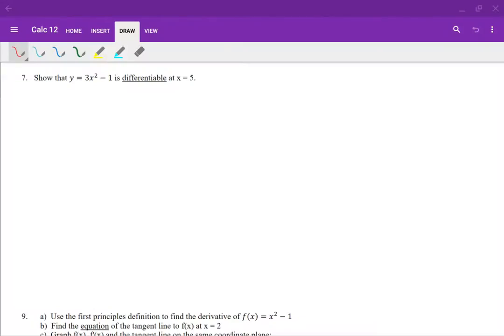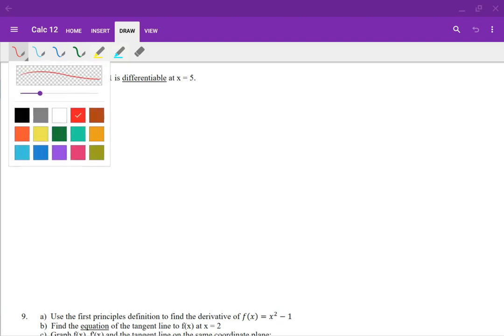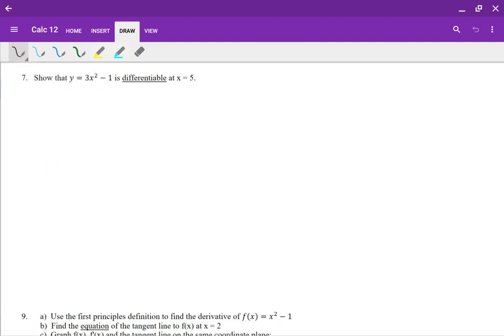All right, so we've got the next video for the calculus part 2 sample test. Here we're going to show that something is differentiable. Now, of course, we're just going to show this, not necessarily prove it. And so, in order to show that something is differentiable, it must first be continuous.